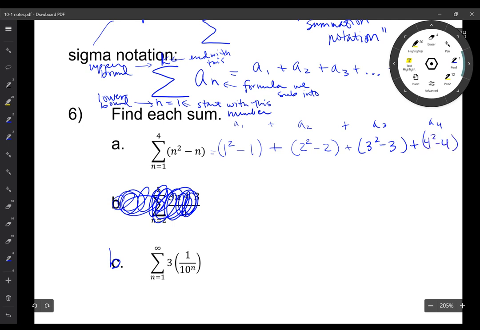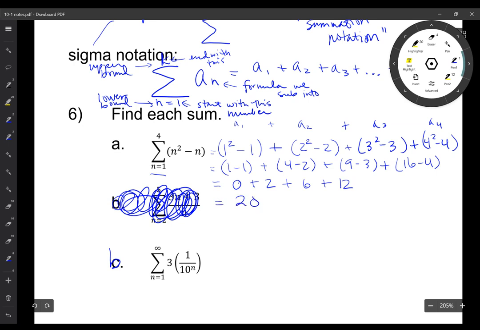And I know to stop at 4 because it says start at 1. My lower bound is 1. My upper bound is 4. So now I just have to go through and simplify these. Well, this would be a 1 minus 1 and a 4 minus 2, 9 minus 3, and 16 minus 4. So let's see. 0 plus 2 plus 6 plus 12. And so our sum is 20. So that's kind of what we're looking at here.